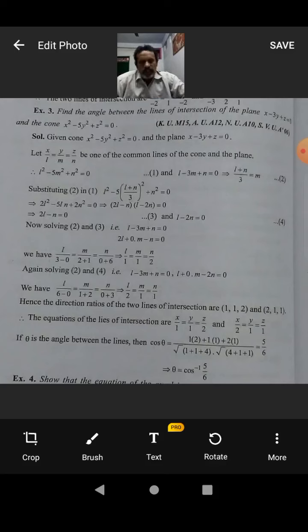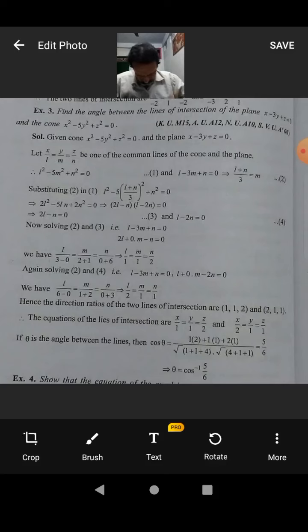Okay. So as per the first model, I will calculate the lines of intersection in a similar way. Solution: given the cone equation x square minus 5y square plus z square is equal to 0 and the plane x minus 3y plus z is equal to 0, you can take one line x by L is equal to y by M is equal to z by N. Automatically you can understand that x is equal to L, y is equal to M, z is equal to N. Substituting this in the cone and the plane, you will get L square minus 5M square plus N square is equal to 0. That is equation 1. And in the plane, L minus 3M plus N is equal to 0.